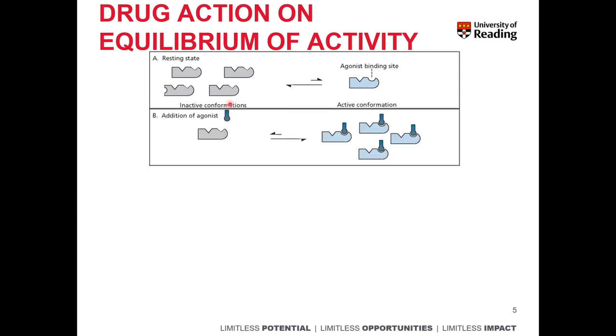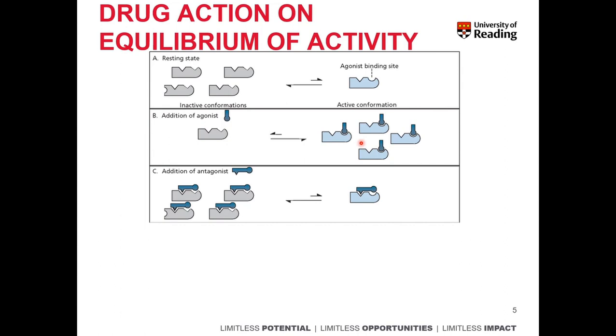Now if we add an agonist to this system, we will have a small number of receptors that don't have the agonist bound to them, but most of the receptors will have the agonist bound in the binding site. So this pushes the equilibrium far over towards the active conformation. So whilst we'll still have a very small number which don't contain the bound agonist and are inactive, most of them will be pushed towards this active conformation.